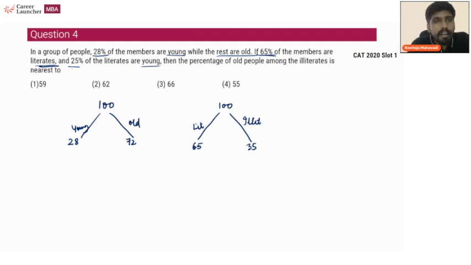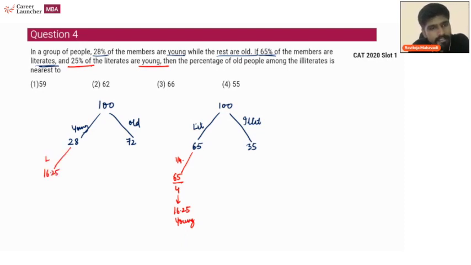What next? 25% of the literates are young. That means 1/4 of them are young. So 65 by 4 people, which translates to 16.25. 16.25 are young. So out of the young people, can I now say that 16.25 are literates? That means how many of them will be illiterates?